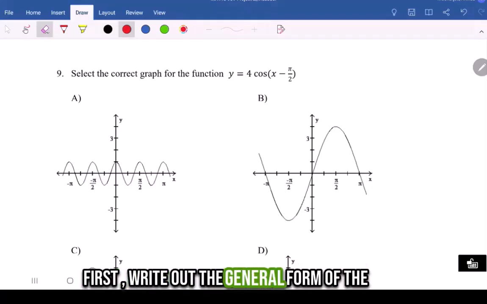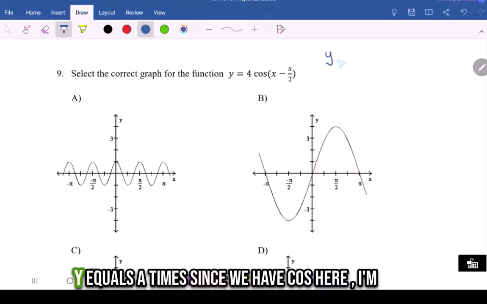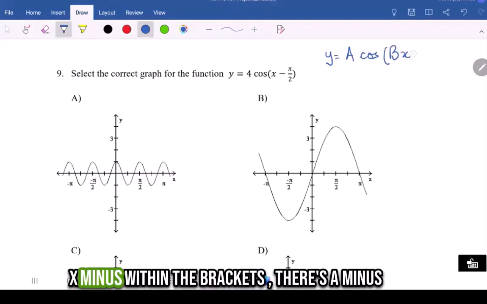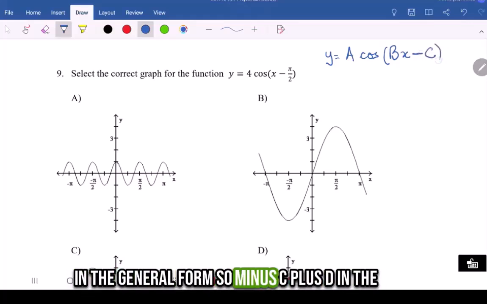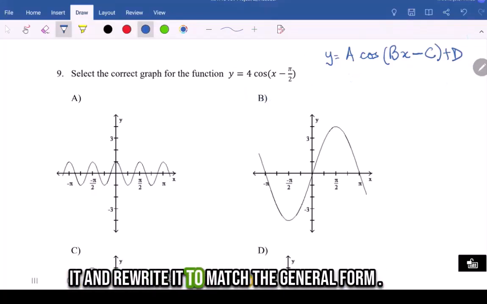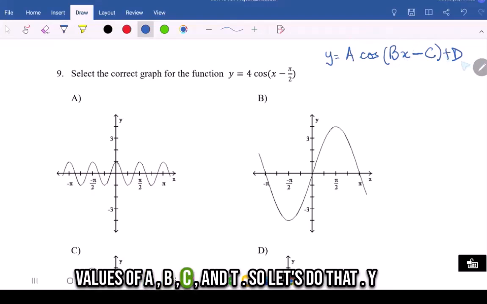First, write out the general form of the variation of a function. And that would be y equals a times, since we have cos here, I'm going to write cos and then within brackets bx minus, within the brackets there's a minus in the general form, so minus c plus d. In the next step, I will take our equation and align it and rewrite it to match the general form. That way it will be easy for us to identify the values of a, b, c, and d.